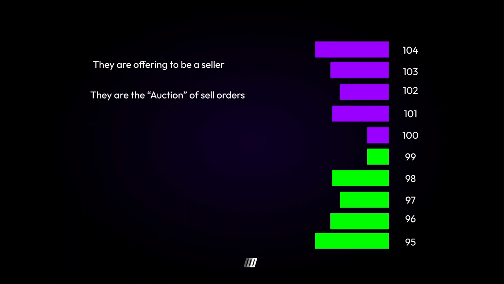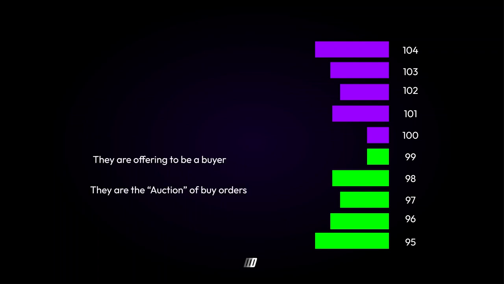They are the auction of sell orders, the sell paintings of the auction. And they wait for someone to accept their sell offers. Just like when you place a sell limit, you wait for the market to reach your level and fill you, right? Below here, same thing, you have buy limits, passive buyers, also known as the bids. And they're offering to be a buyer, okay? They are the auction of buy paintings. And they wait for someone to accept their buy offer. Okay, so they're just waiting.